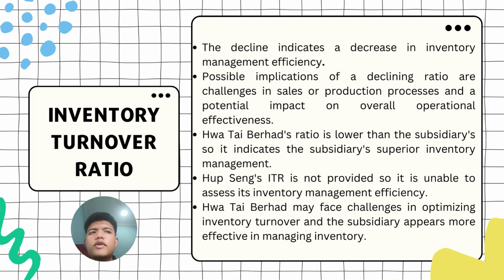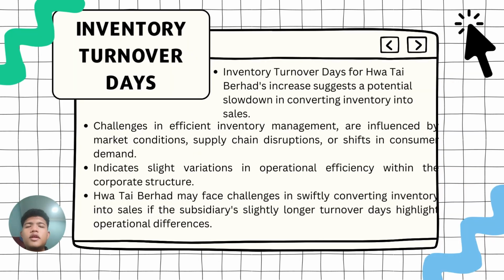HubSense's ITR is not provided, so it is unable to assess its inventory management efficiency. Watai Berhad may face challenges in optimizing inventory turnover, and the subsidiary appears more effective in managing inventory. For inventory turnover days, the increase for Watai Berhad suggests a potential slowdown in converting inventory into sales. Challenges in efficient inventory management are influenced by market conditions, supply chain disruption, and shifts in consumer demand. This indicates slight variation in operational efficiency within the corporate structure.